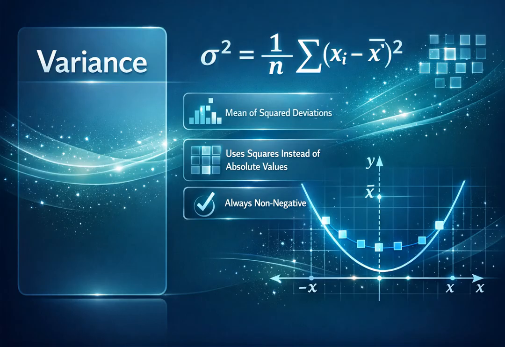Variance is another measure of dispersion. It's the mean of squared deviations from the mean. The formula is sigma squared equals 1 over n times sum of xi minus x bar squared. Instead of absolute values, we square the deviations. This avoids the zero-sum problem and has nice mathematical properties.